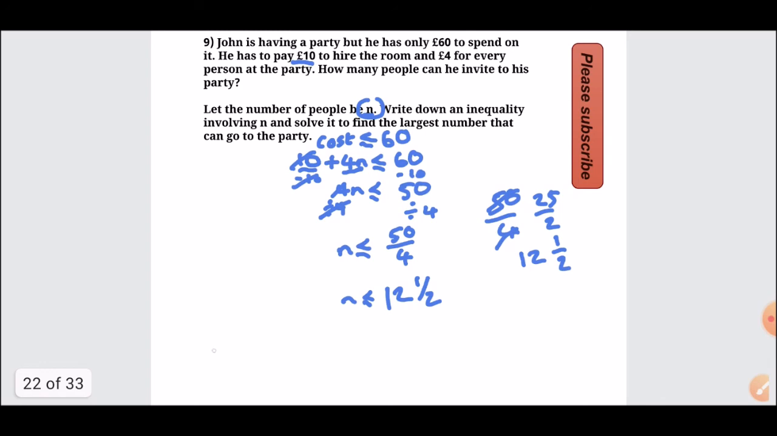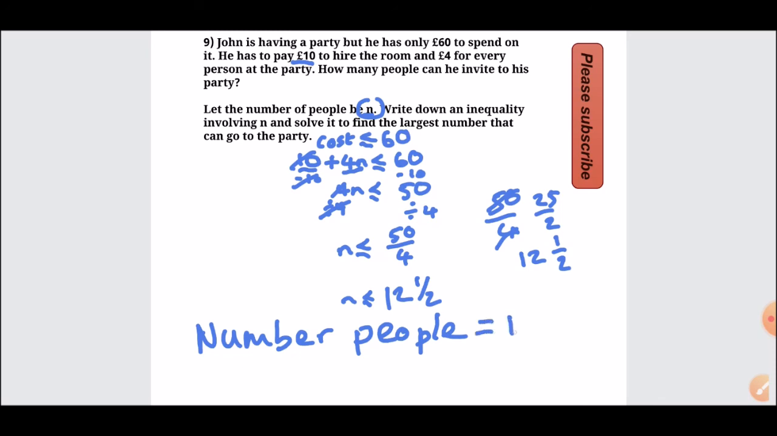So the answer is the number of people that I can invite to the party. I'm not going to write all of that, so you can write that yourself. The number of people that I can invite to the party is equal to 12. That's the final answer. Do not write 12 and a half, because you can't invite 12 and a half people. So the largest number of people that can be invited to this party is 12.